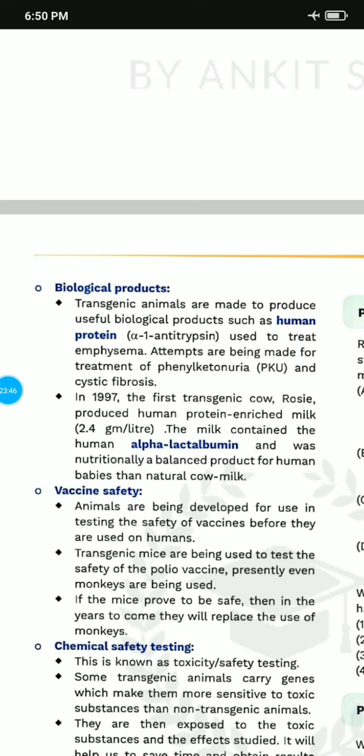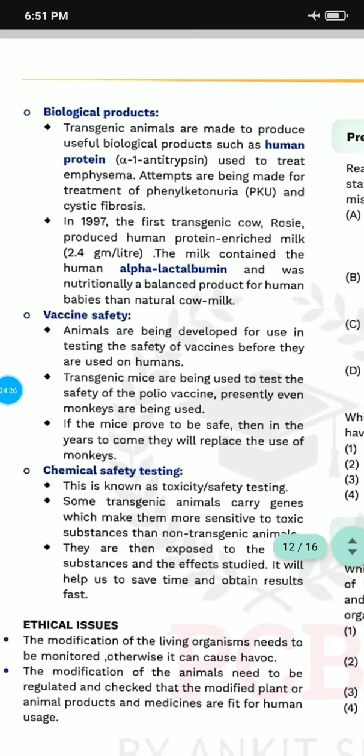A transgenic animal can produce human proteins like alpha-1 antitrypsin, which treats emphysema, and there are also attempts at treating phenylketonuria and cystic fibrosis. In 1997, the first transgenic cow, Rosie, was produced, whose milk has 2.4 grams per liter of protein. The milk contains human alpha-lactalbumin and is nutritionally a more balanced product for human babies than natural cow milk.